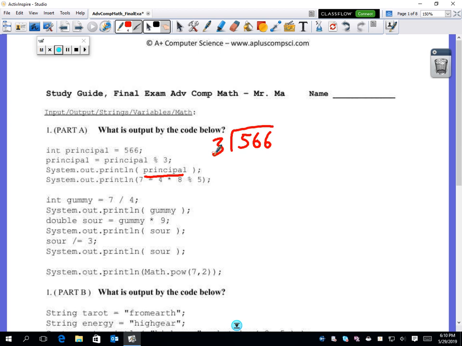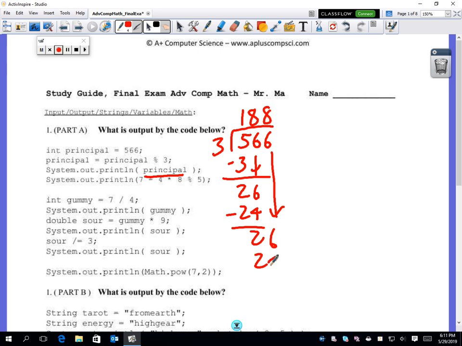So if we do some division, 3 goes into 5 once, 3 times 1 is 3. Subtract, we get 2, bring down the 6. 3 goes into 26 8 times. 8 times 3 is 24. Subtract, 2, bring down the 6. And 3 goes into 26 8 times. 8 times 3 is 24. We get a remainder of 2. So when we print out principal, the first thing we are going to print is the number 2. That's the first part of the output.